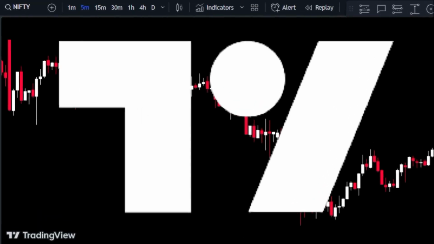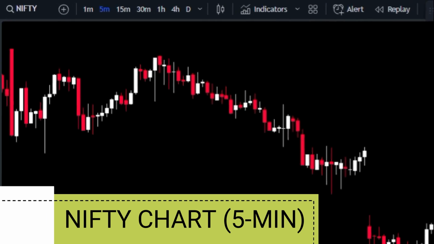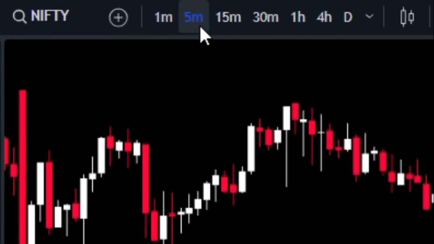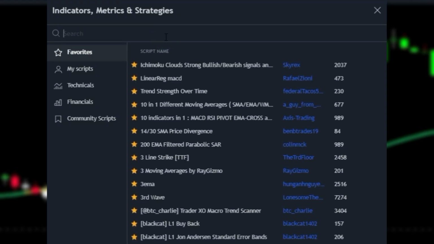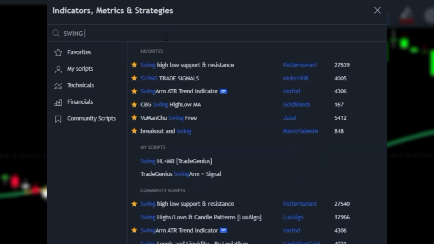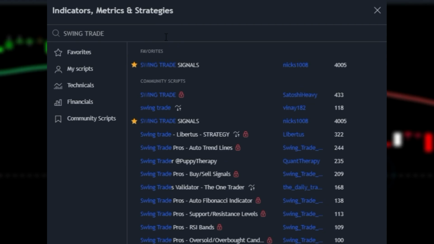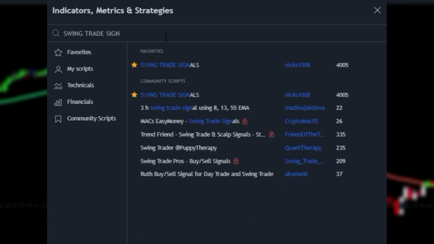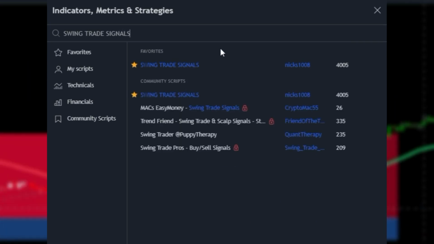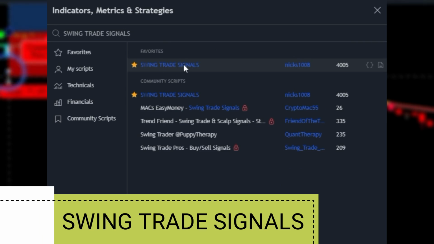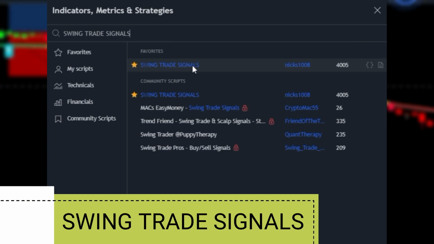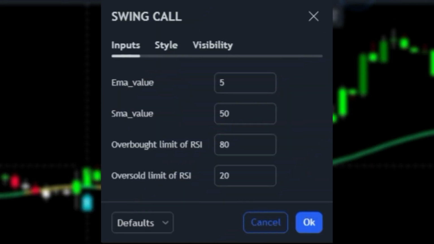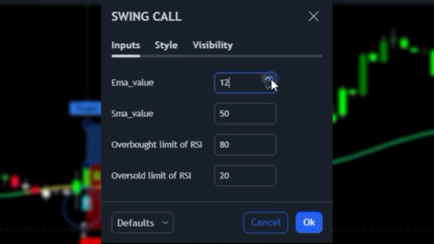At the moment, we're looking at the Nifty chart on a 5-minute time frame, but you're free to choose any chart for trading. Head over to the indicator section and add the swing trade signals indicator to your chart. Then go into the indicator settings and make the adjustments as I have.